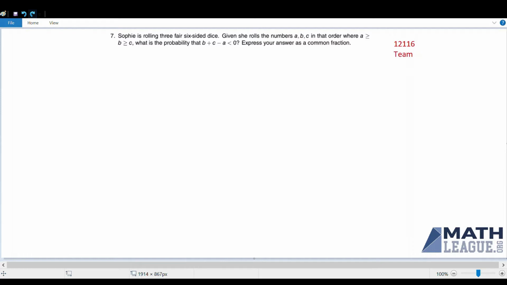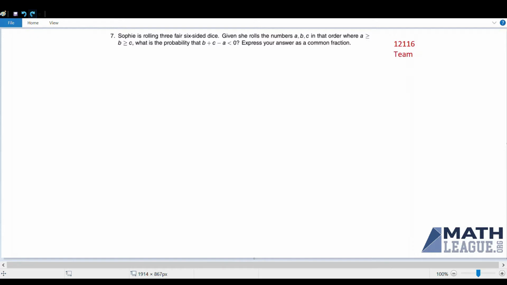The problem reads, Sophie is rolling 3 fair 6-sided dice. Given she rolls the numbers A, B, and C in that order, where A is greater than or equal to B and B is greater than or equal to C, what is the probability that B plus C minus A is less than 0? Express your answer as a common fraction.